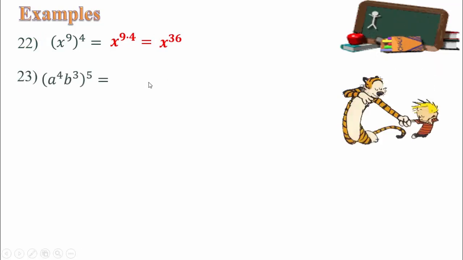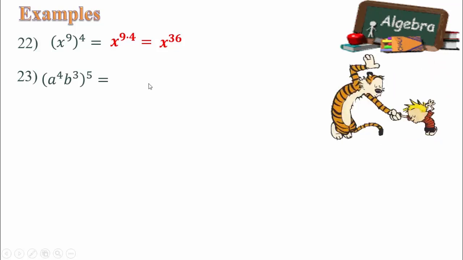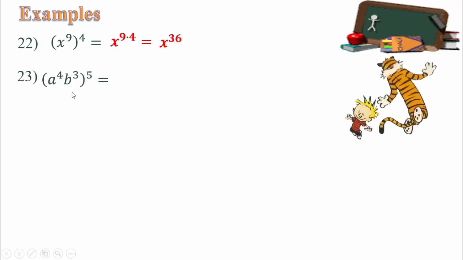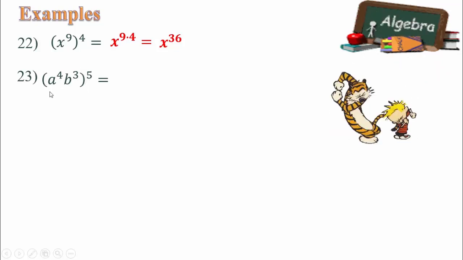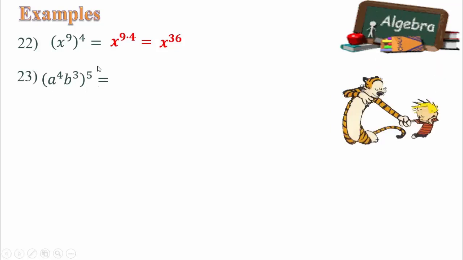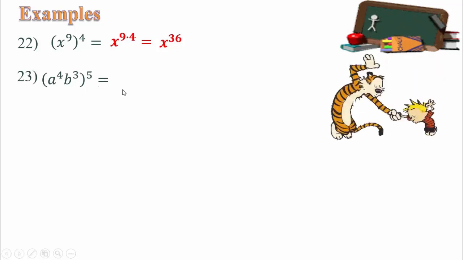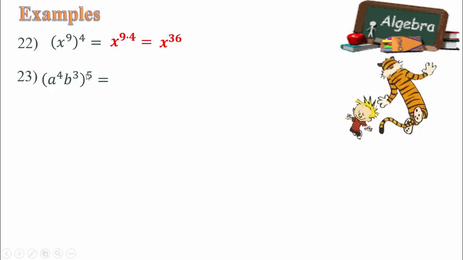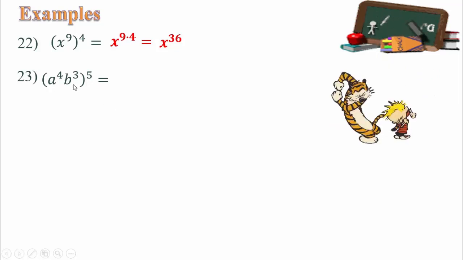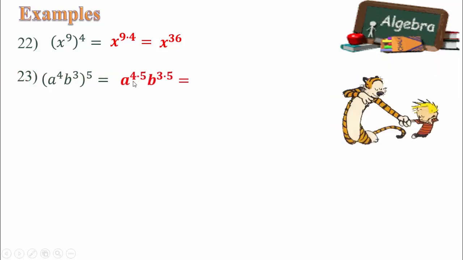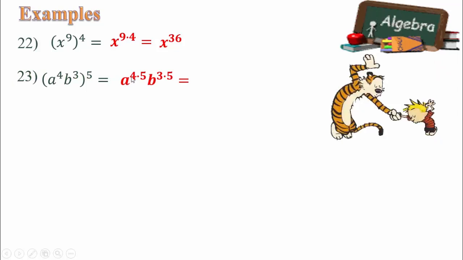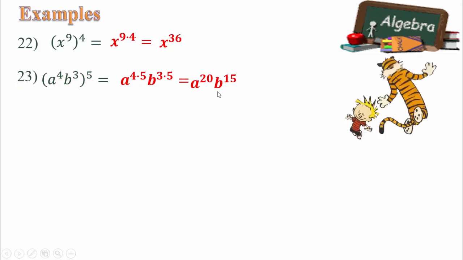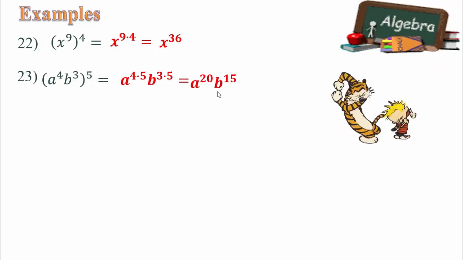In example number 23, we have a to the fourth, b to the third, and this entire thing, and that's what the bracket is telling you, that entire thing is being brought to the fifth power. So that means the 5 will be multiplied by the 4 from the A, and the 5 will be multiplied by the 3 from the B. So the power rule tells us that it's A to the 4 times 5, B to the 3 times 5, and that's how we get A to the 20th, B to the 15th.